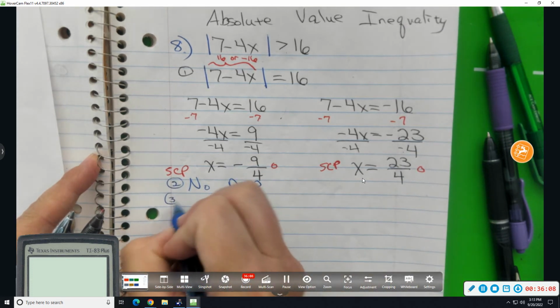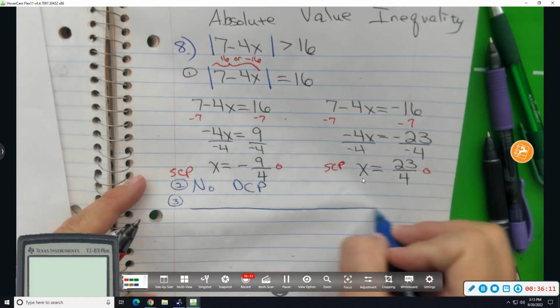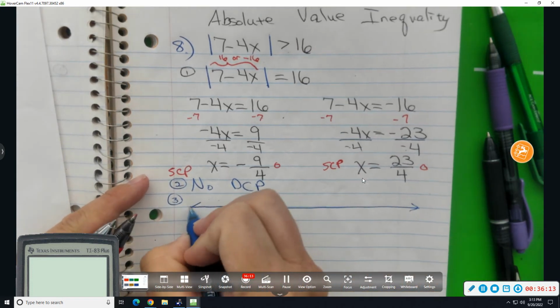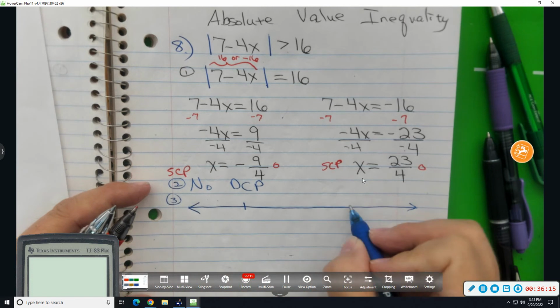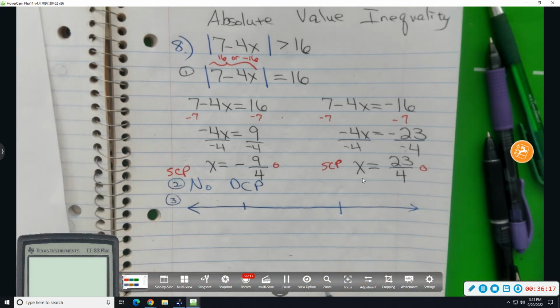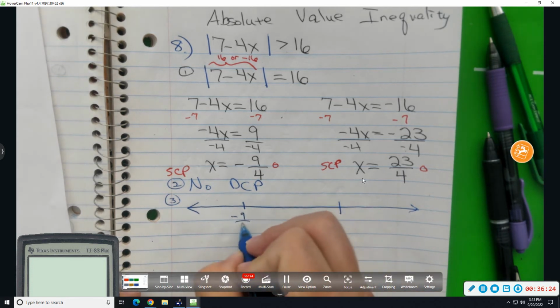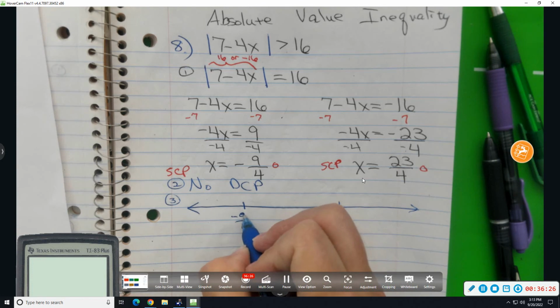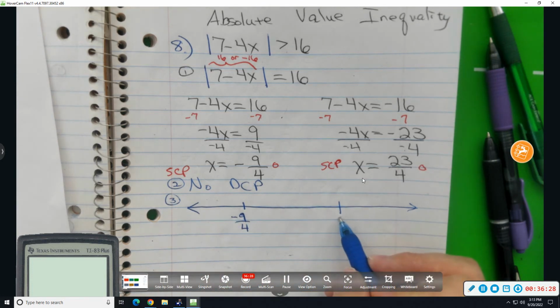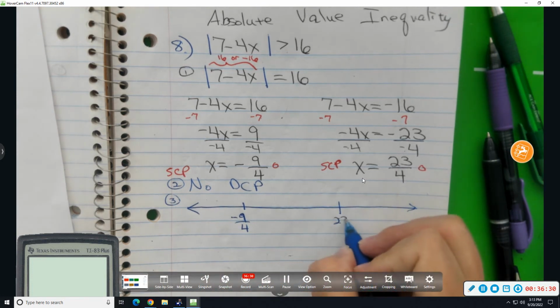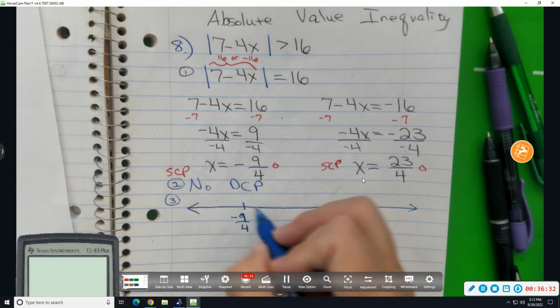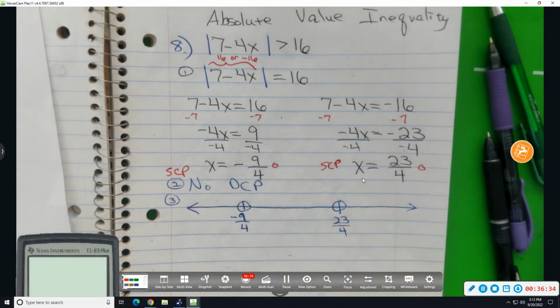Step number 3, I've got to draw my number line. We have two cut points. Which one's going to go first? Negative 9 over 4 is to the left of a positive, and negative 23 over 4 is always to the left. Open. Open.